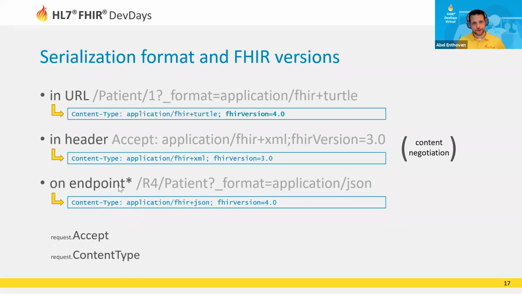And there's a third possibility where you use it on your endpoint. As you saw before in my examples, I used R4/patient. And it's because some endpoints are only meant for a certain FHIR version, in this case, R4. So that's what happened here.